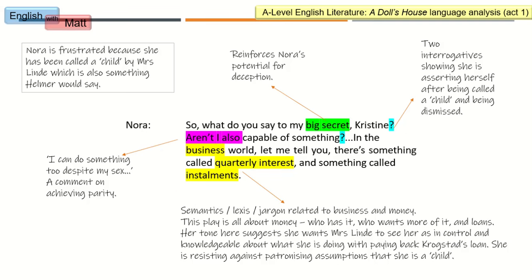Again, I suppose the climax of that conversation that she has with Mrs. Lind in Act 1 is when she reveals her secret. And of course, she's not just revealing her secret to Mrs.